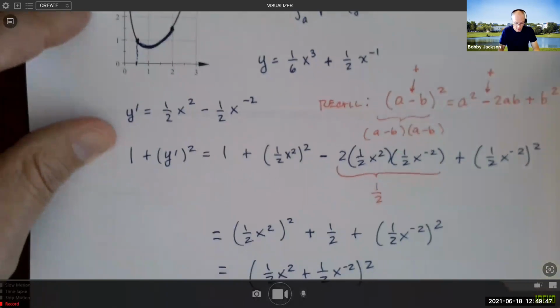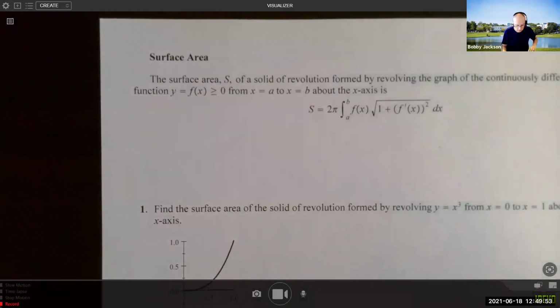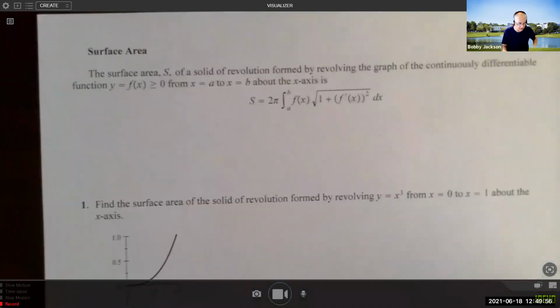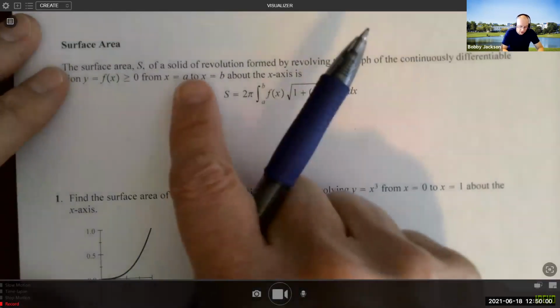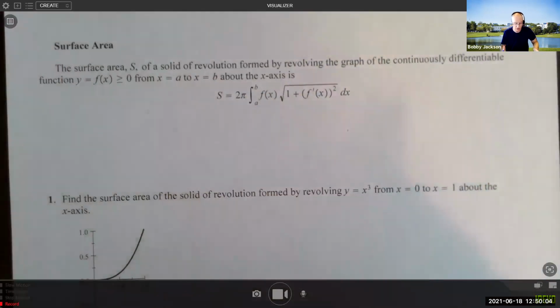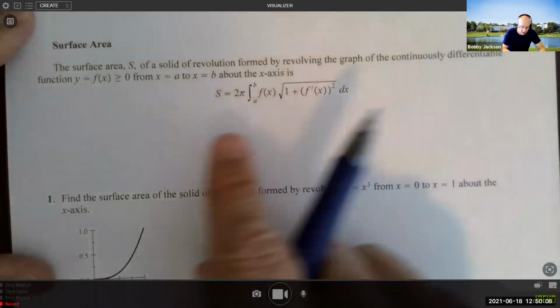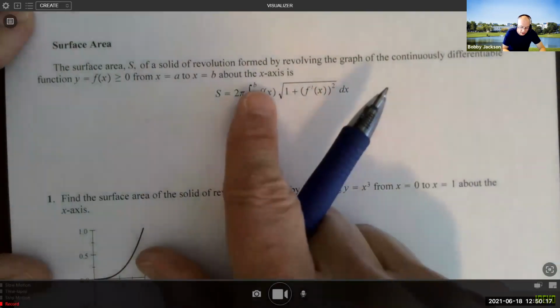Okay. All right, let's talk about surface area real quick here, introduce you to that and do one example. So the surface area of a solid of revolution. So we looked at solids of revolution before and we were interested in the volume. Now we're going to be interested in the exposed surface of that curve as it goes around. In this case, we're just going to go around the x-axis. So we're going to rotate it about the x-axis.